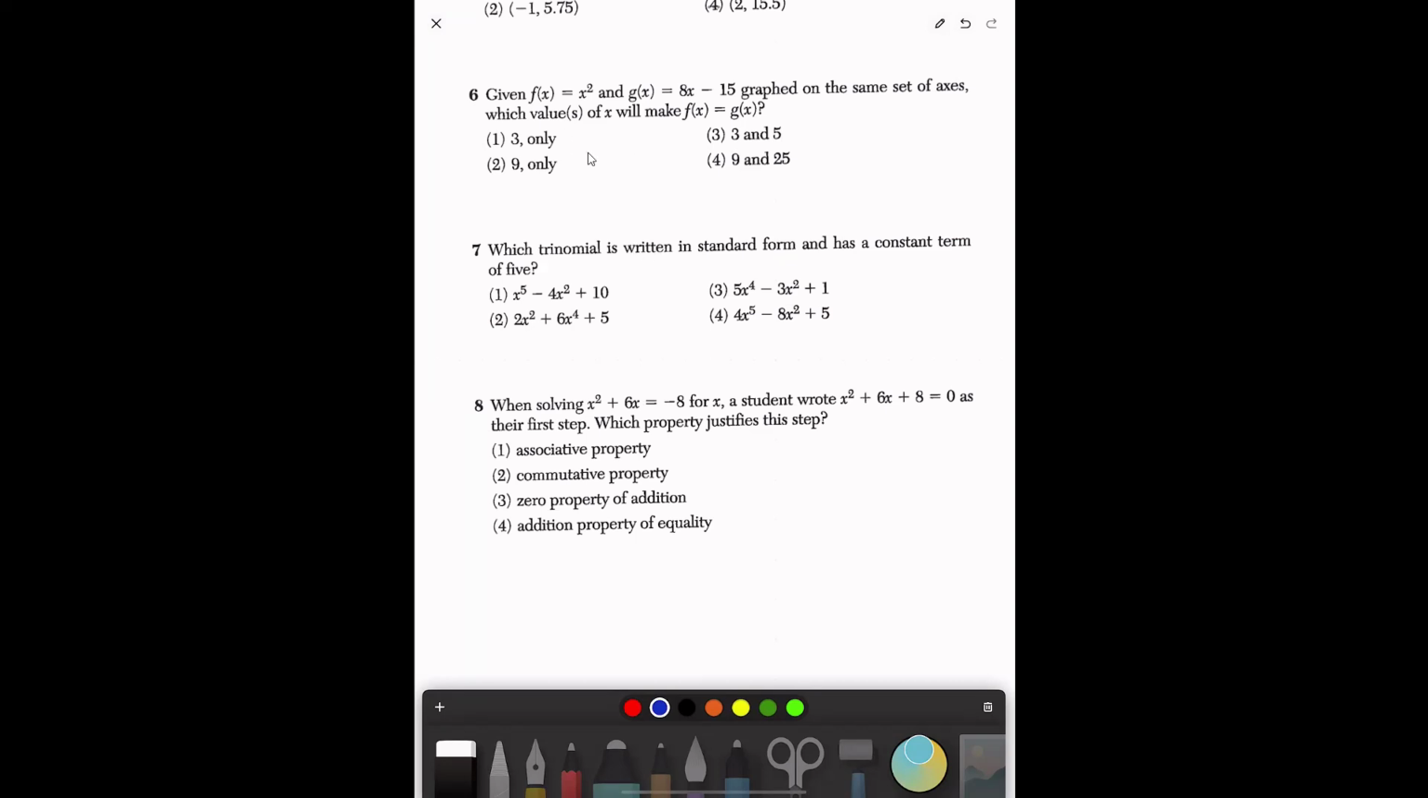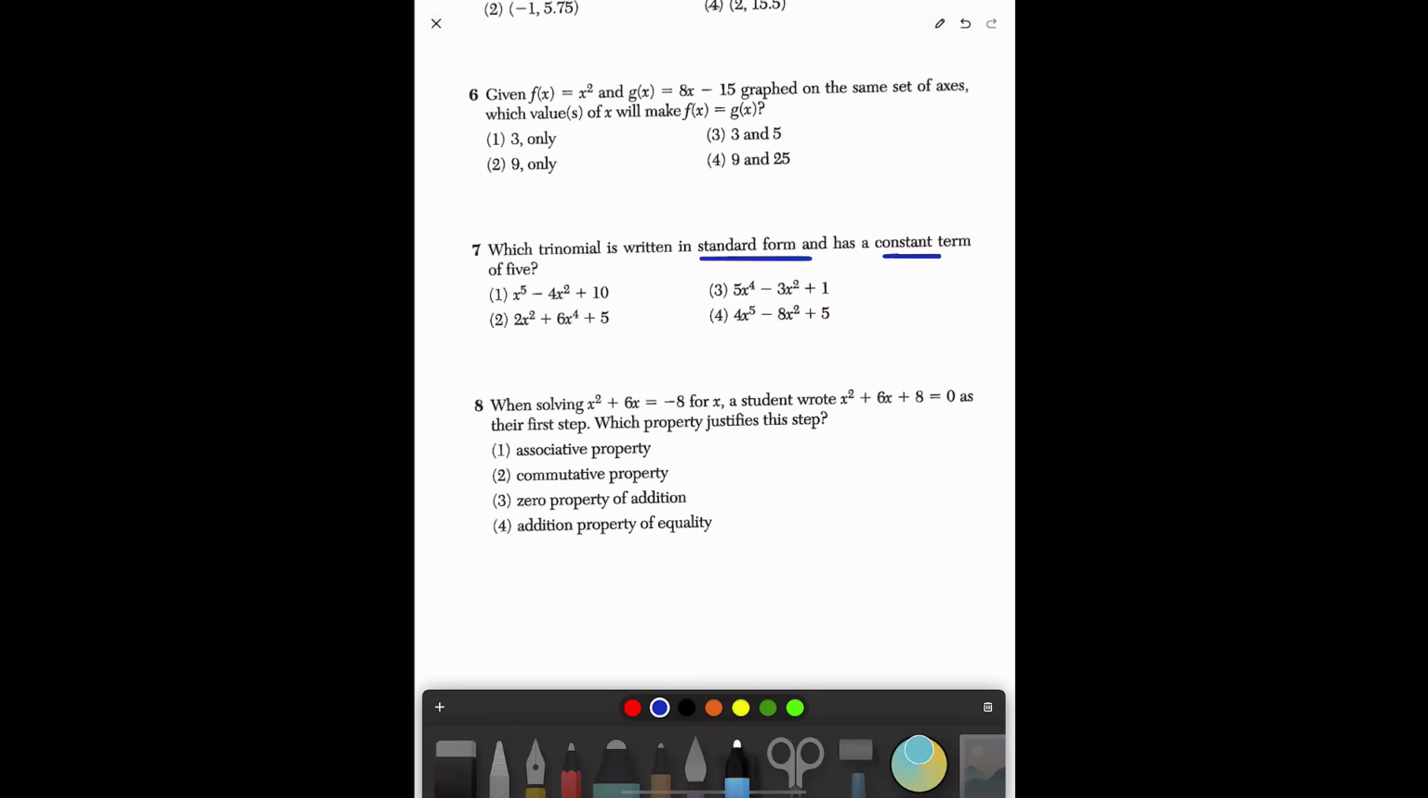Look, the very first 6 questions we could use the calculator either to directly answer the question or indirectly by eliminating some answer choices, right? Now this one, the calculator is not going to help you. You have to know what standard form means, right? And you got to know what constant means.